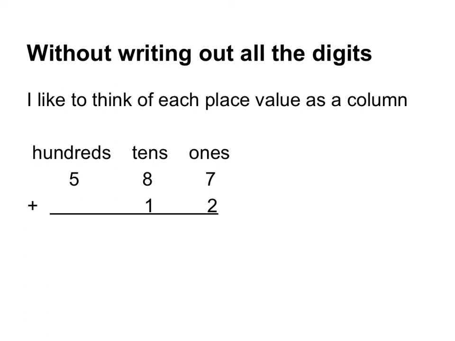That's my 587. And then I had 1 ten and 2 ones. That made my 12. So now I can see within those columns, I know that each of those digits have the same unit. Now I go to add these together. 7 ones plus 2 ones is 9 ones. 8 tens plus 1 ten is 9 tens. 5 hundreds plus nothing is 5 hundreds. So there's my 599.